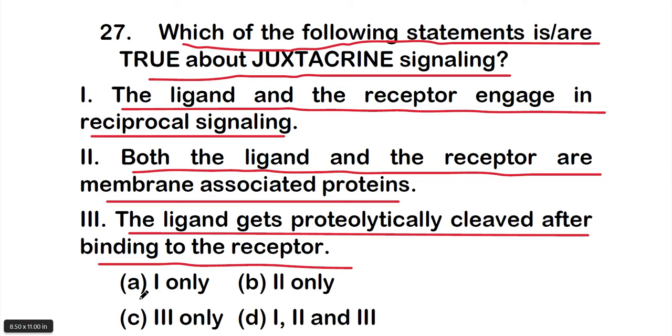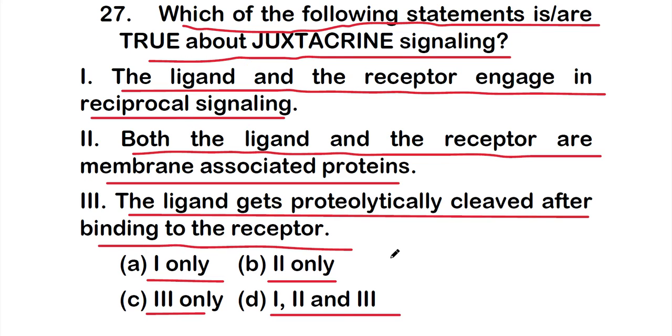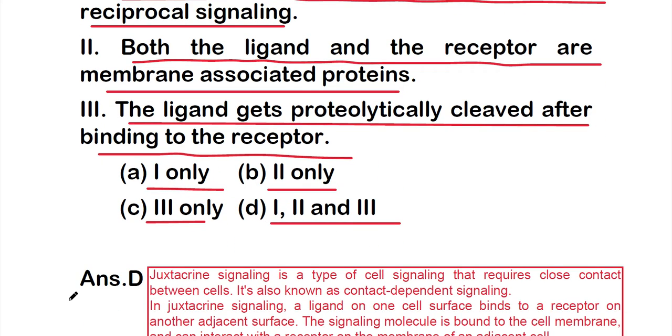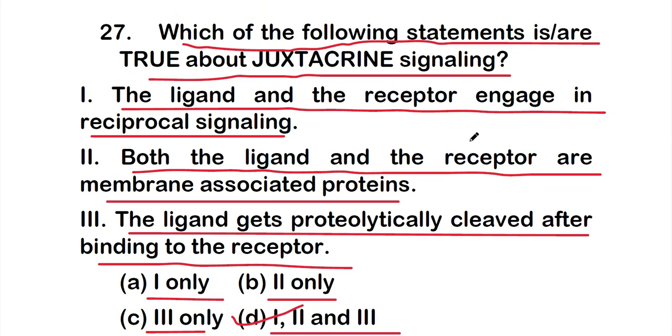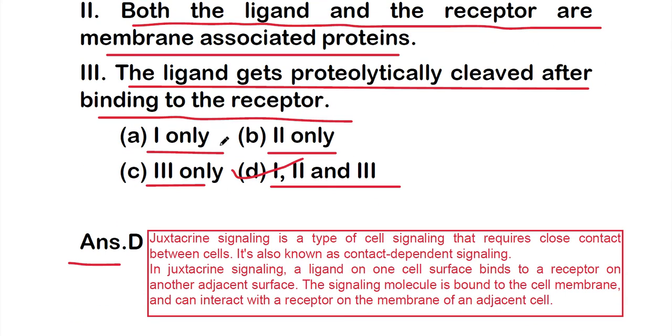Option A is 1 only is correct, option B 2 only is correct, option C 3 only is correct, or option D 1, 2, 3, all the statements are correct. So the right answer is option D, that is all these three statements are correct about juxtacrine signaling. Okay, so what is juxtacrine signaling?